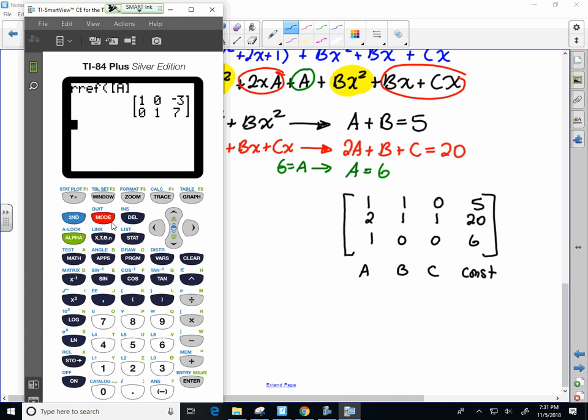So I'll do the same thing. I'm just going to use the same approach. In fact, I'm going to use the same function. In my home screen, I'm going to use the same command. So in my matrix editor, second inverse matrix, edit.